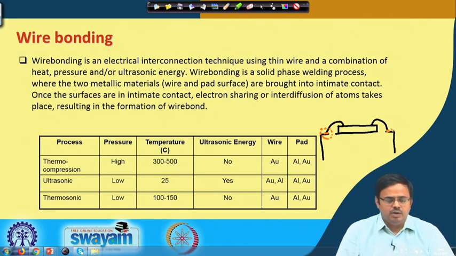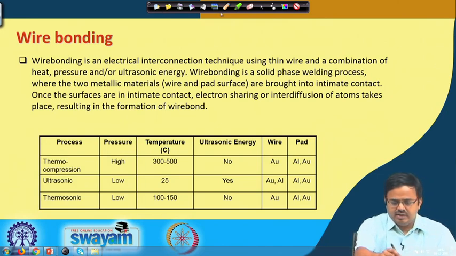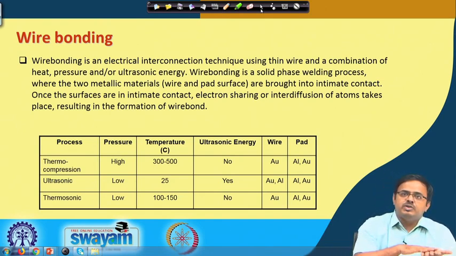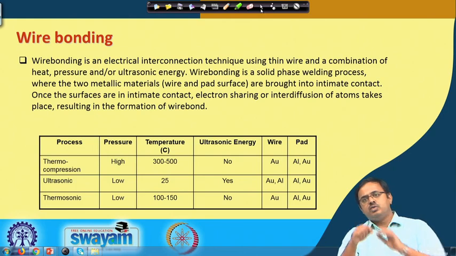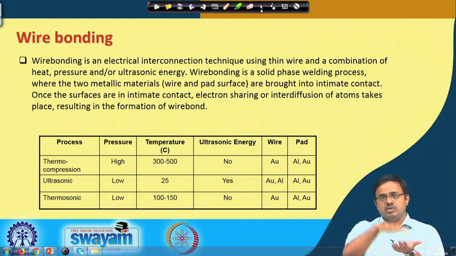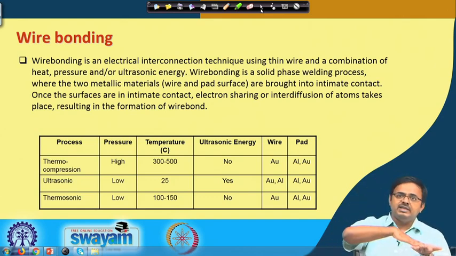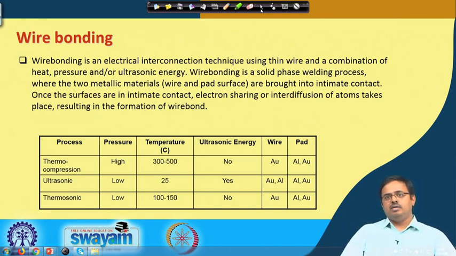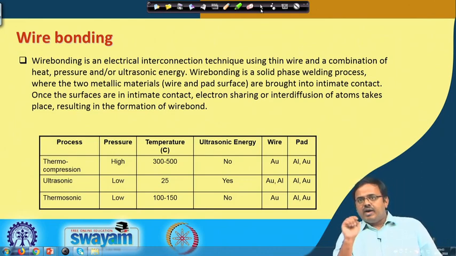So, when they are brought into intimate contact, what happens? The contact has to be so good that the two get attached. And how will that be done? The two will get attached if there is a diffusion of atoms from one to the other, and that is how the bonding is formed. That is where the electrical path gets completed, and the current will flow. So, that is wire bonding.